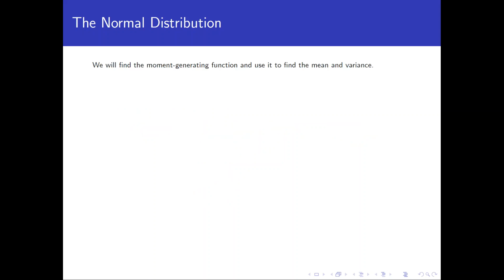Let's find the moment generating function. We're going to calculate the expected value of e to the tx. That's taking the function times the PDF over the support and integrating over the support. And let's combine the exponents here.